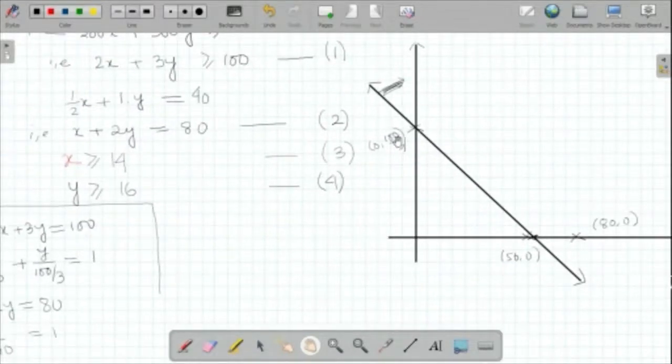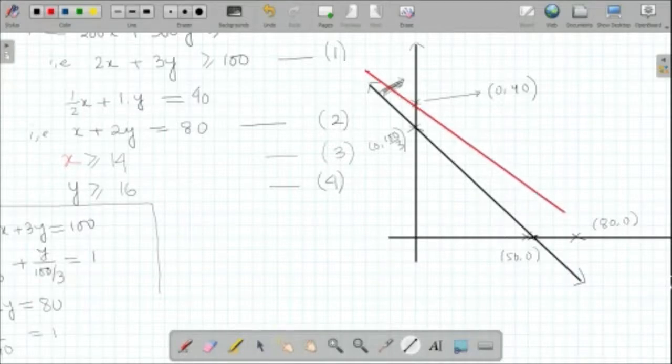And y is at 40, right? 40 versus 100 by 3, that is 33. So 40 will be somewhere here above. Okay, so let's say this is my 40. This is my 0 comma 40. Now let's try to join the 2 points.